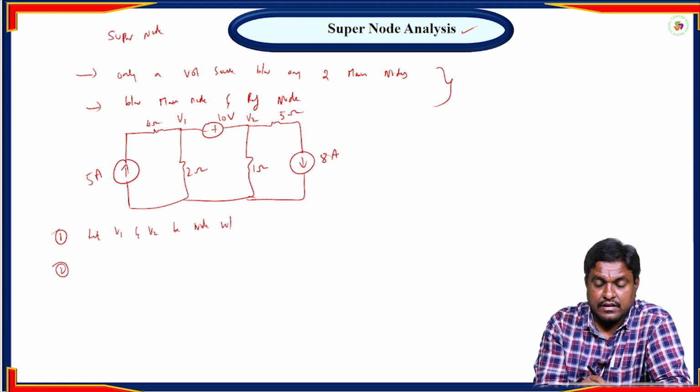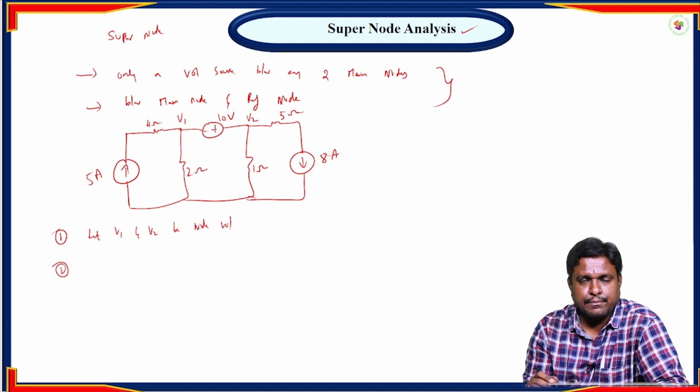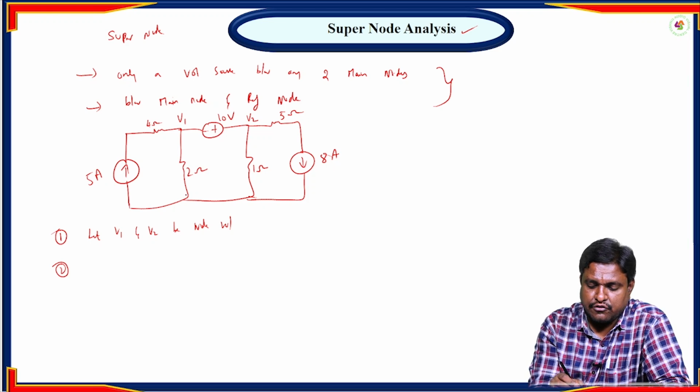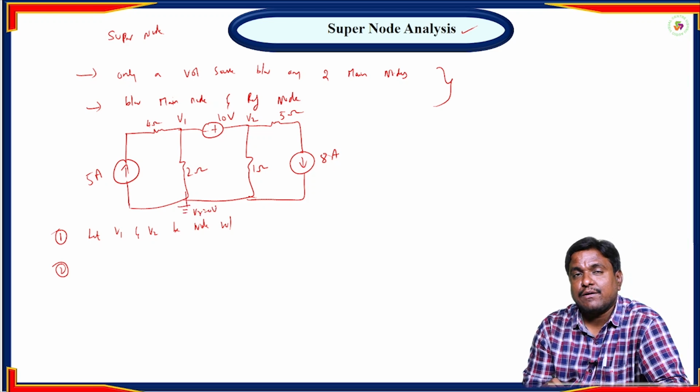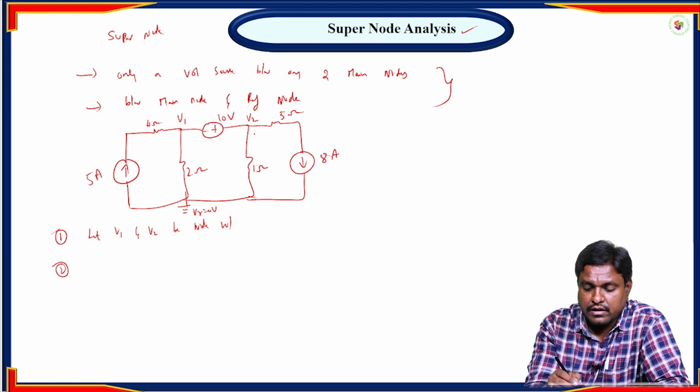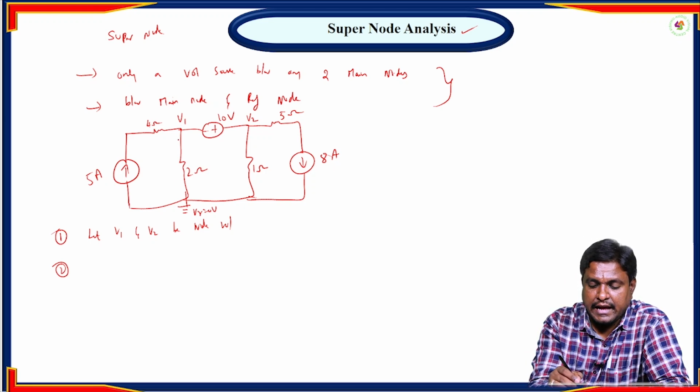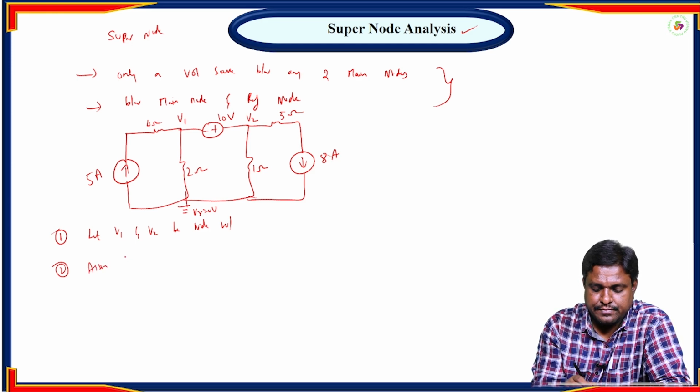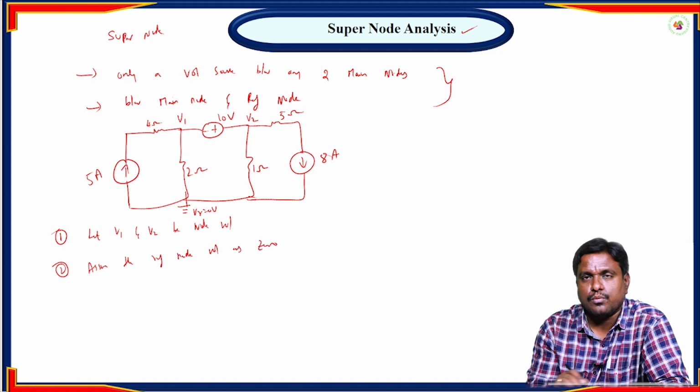The next step is assuming the reference node, which is very important in the case of node analysis. Assuming the reference node voltage as 0. Where do I have to assume the reference node? Where all the nodes are going to meet at a common point. I can take it at this point, or at this point. So assuming the reference node voltage as 0.